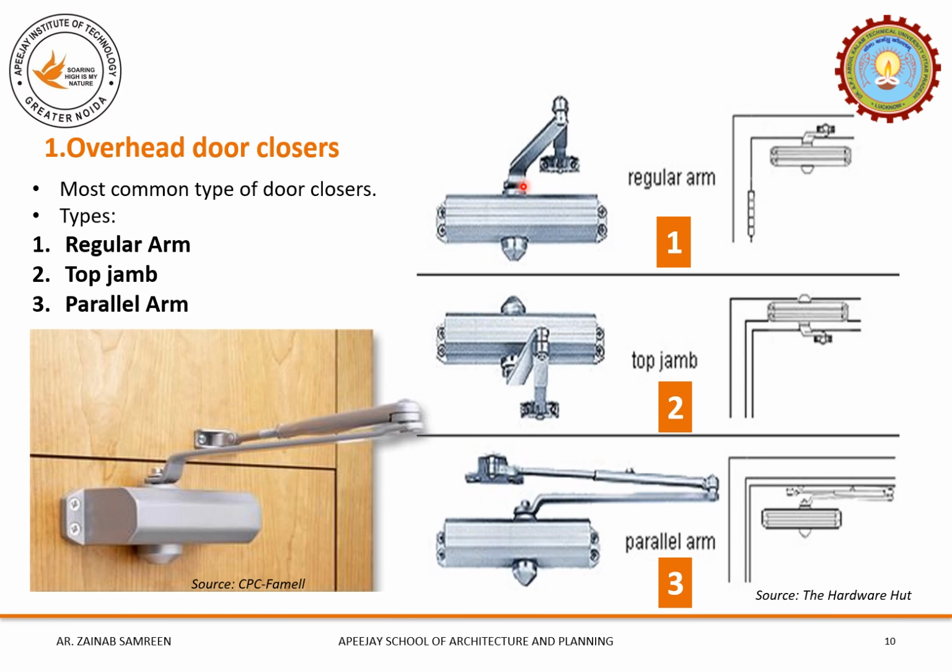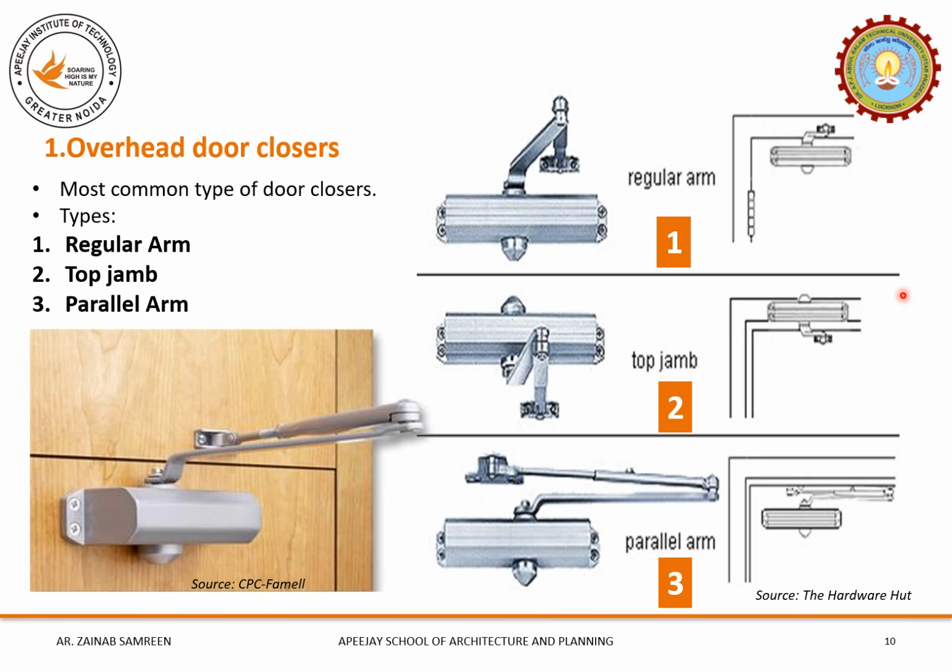Now, when you look at the top jamb door closure, in this type of door closure, the spring loaded box is mounted on the face of the door frame. These are often used for aluminum or glass storefront doors because these doors generally have narrow top rails, like regular arm closures.